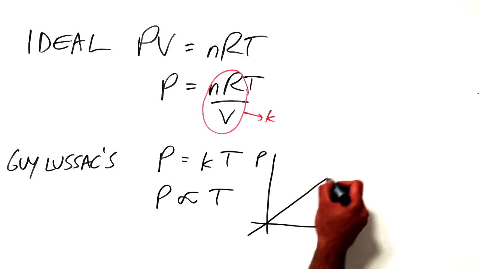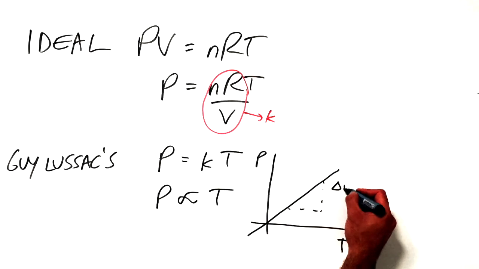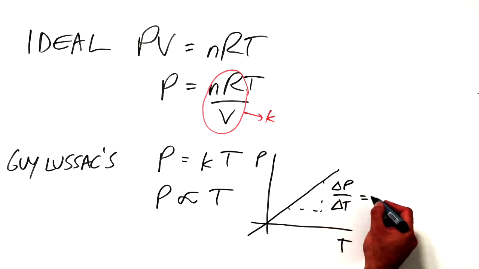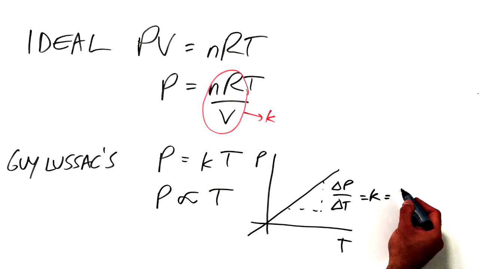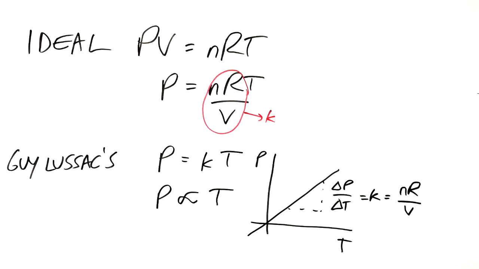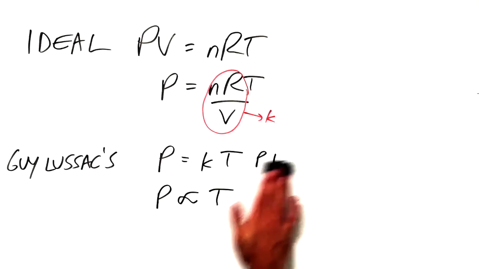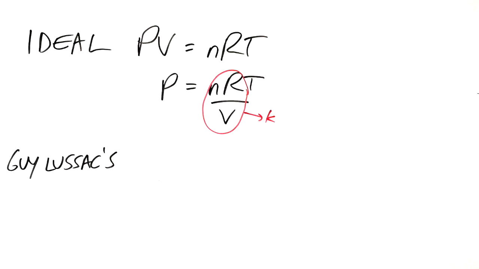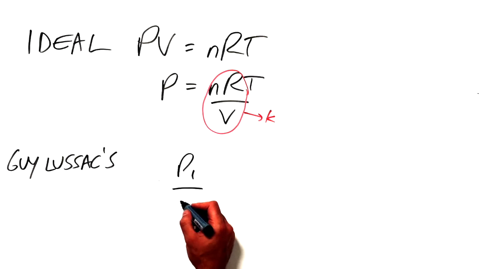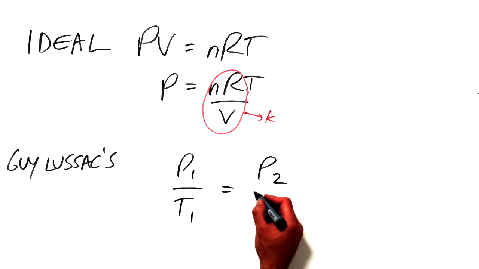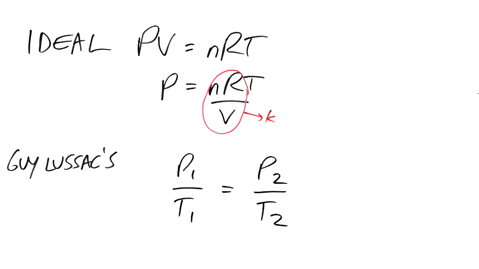So the graph of P versus T gives us a straight line, and the gradient of that is delta P over delta T, which is a constant, which is equal to nR over V. Finally, Guy-Lussac's law can be restated as P1 divided by T1 is equal to P2 divided by T2.